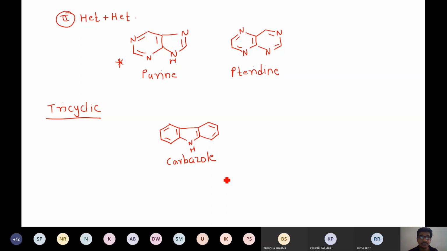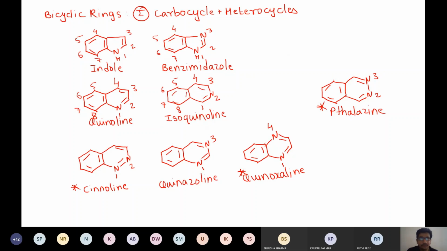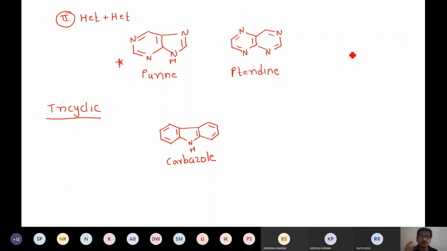Absolutely right. So this takes care of the first class of common or trivial names, that is, the rings with one or more nitrogens. And if you look at it, we have already covered around 18 rings. Just count the number of rings that we have covered. 1, 2, 3, 4, 5, 6, 7, 8, 9, 10, 11, 12, 13, 14, 15, 16, 17, 18. So almost 50% of the rings are done here. Common names are done here. Is that okay? Yes, sir.